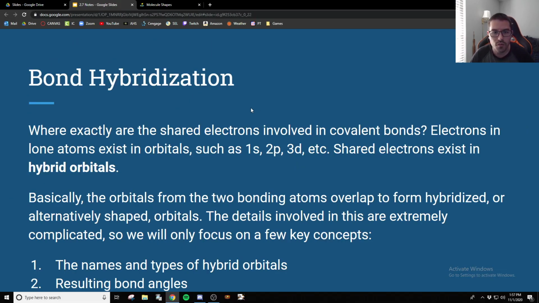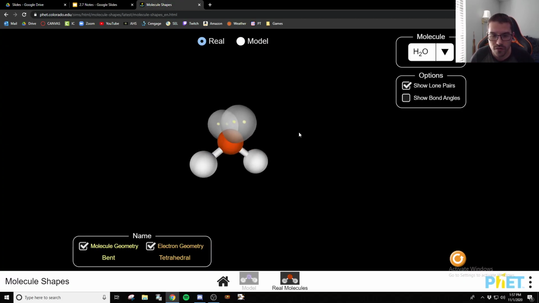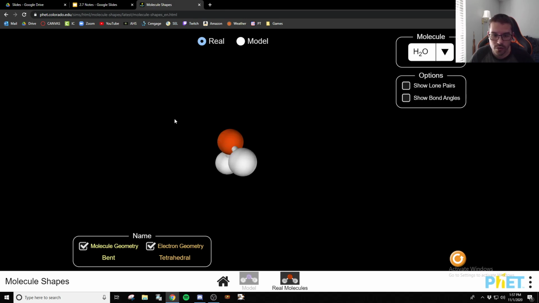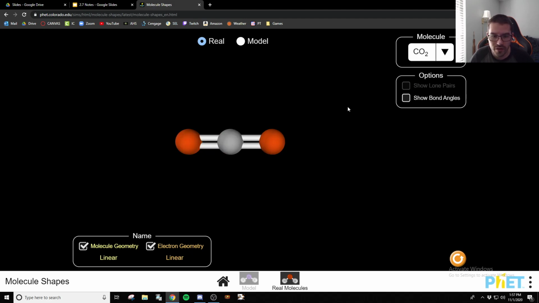All right, I did want to take a moment to go through and look at the simulations here, just to give you a really good idea of this. So here's water, H2O. This is definitely asymmetrical, right? Especially if I don't show the lone pairs there. You can see how this is asymmetrical. But if I look at something like CO2, for example, this is nice and symmetrical, okay?